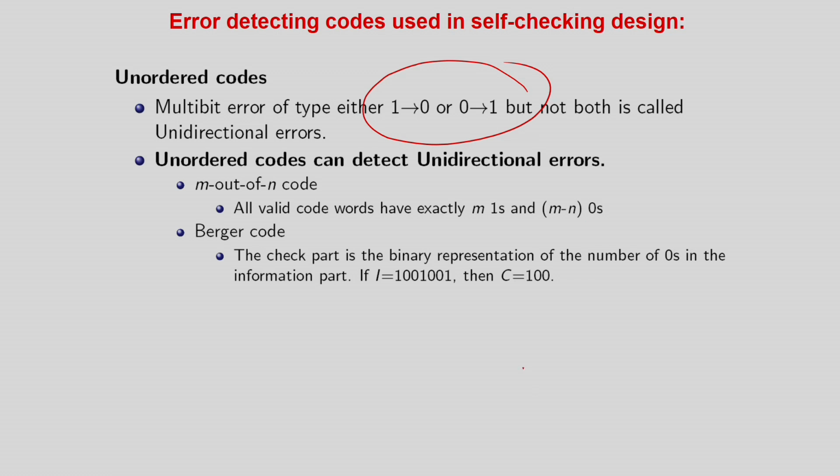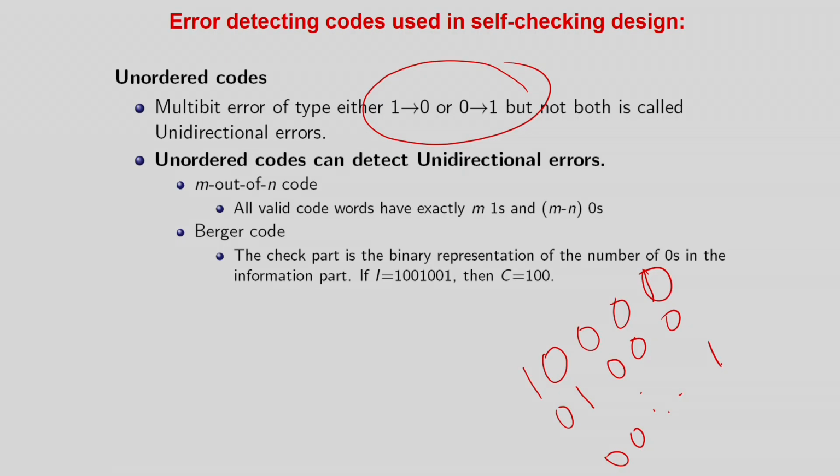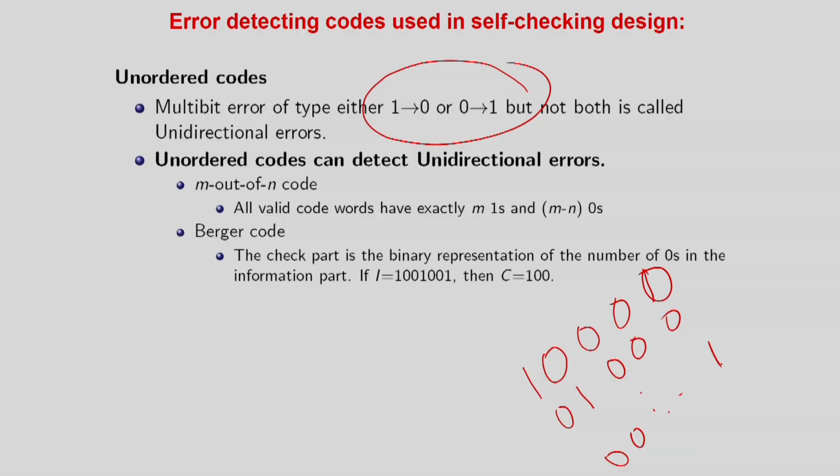For example, I am taking a one-hot coding, 1 out of n code. So let me say there will be only one 1: 1 0 0, 0 1 0, and so on. These are the only codes possible. I am taking m equal to 1, that is, only one 1 in the entire binary vector.